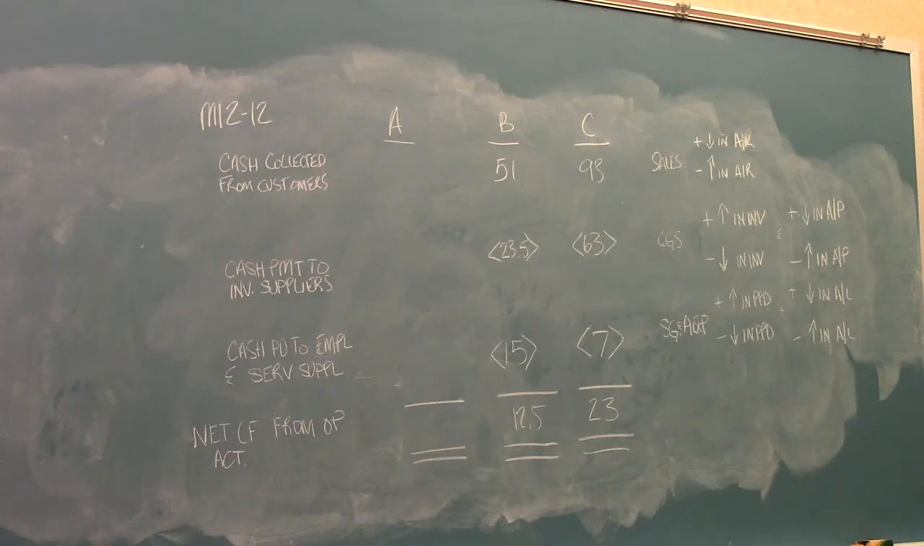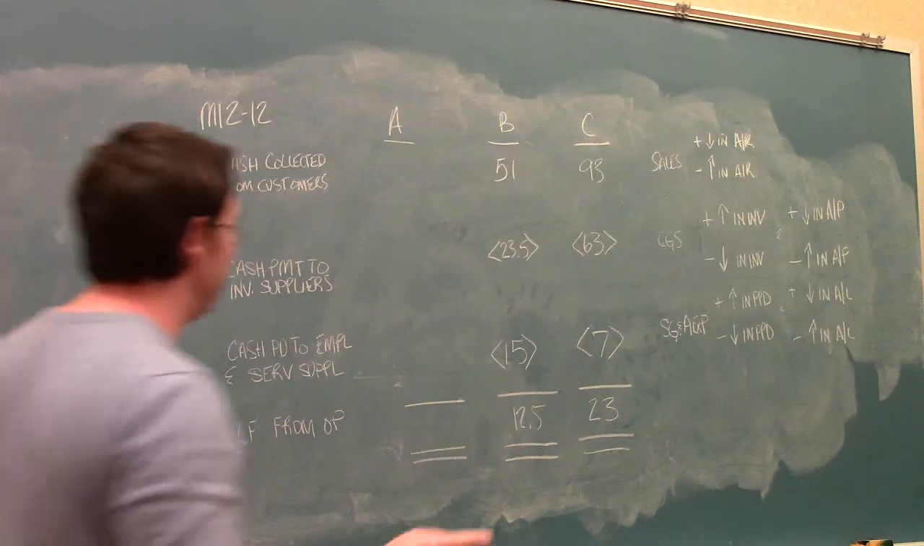Okay, M1212 states: for each of the following independent cases, compute cash flows from operating activities using the direct method. Assume the list below includes all relevant items for operating activities. All right, the direct method is different than the indirect method.